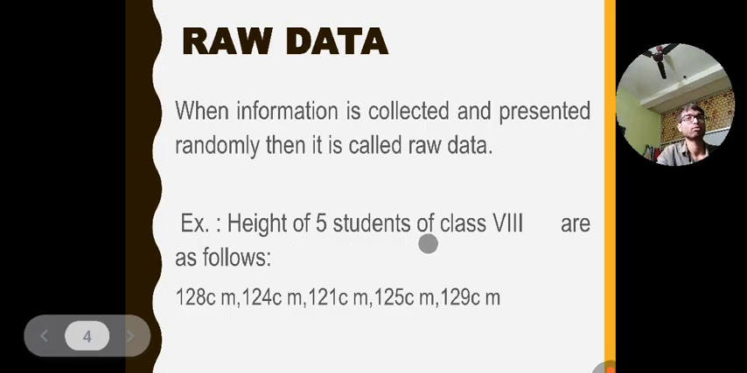Example: heights of 5 students of a class. These are as follows: 128 centimeters, 124 centimeters. These are the heights of 5 students. This is raw data. This collection of information was given randomly. This is what will be known as raw data.